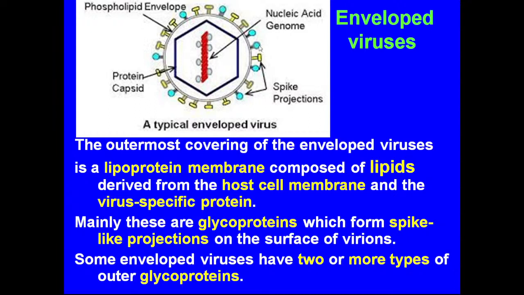And you can see here that spike projections formed on the surface of the enveloped viruses can be of one type, or, and that's very common, we may have spikes of different types. For example, like in influenza virus, we have two types of these spikes made up of two distinct types of proteins.